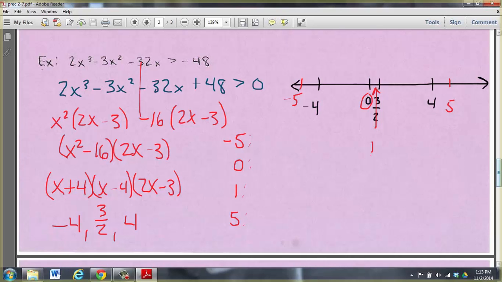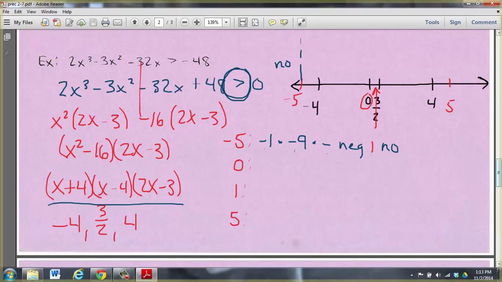Okay. When I plug -5 in, right here, I'm going to have 9 times 5, -5, I'm sorry. Let's back that up. -1 times -9 times another negative. Doesn't matter what it is. Bottom line is I have a negative times a negative times a negative, which is a negative. And since I'm looking at something that's greater than 0, that doesn't work. So this zone is no.